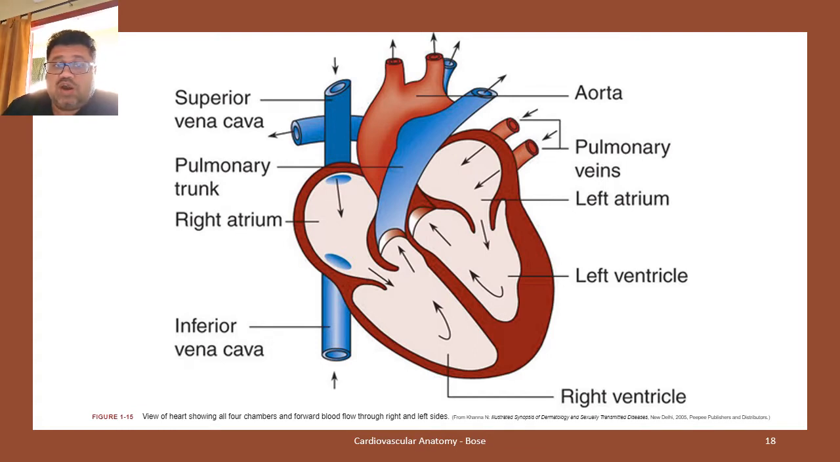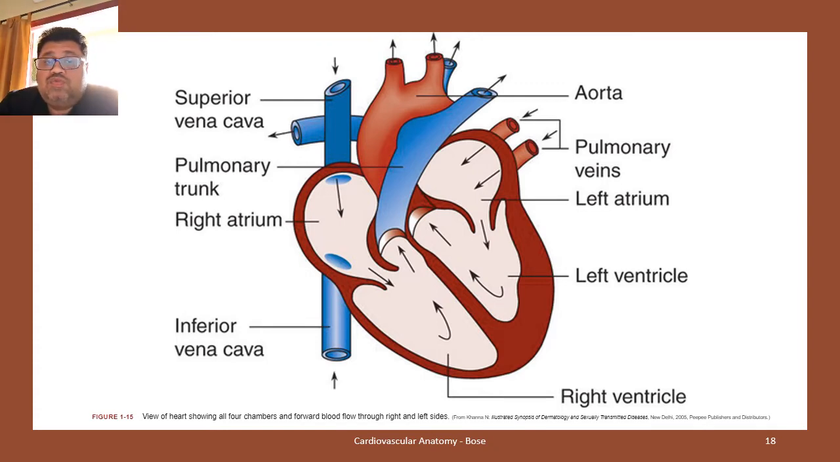The apex of the heart is defined by the tip of the left ventricle, which projects into the fifth intercostal space in the midclavicular line. The heart is therefore an inverted pyramid with the base at the top and the apex at the bottom. Additionally, the heart is rotated in the mediastinum such that the right side is anterior and the left side is posterior.